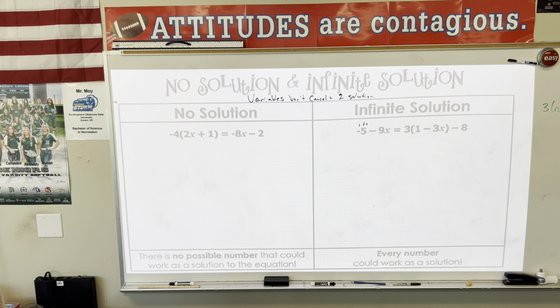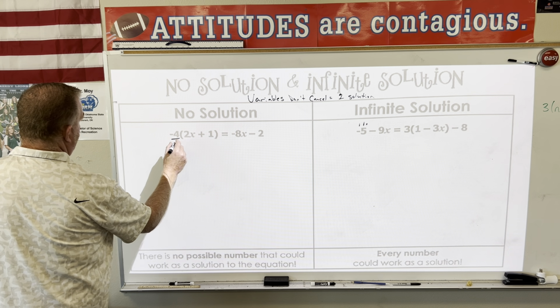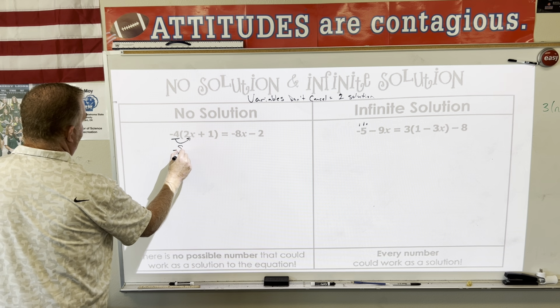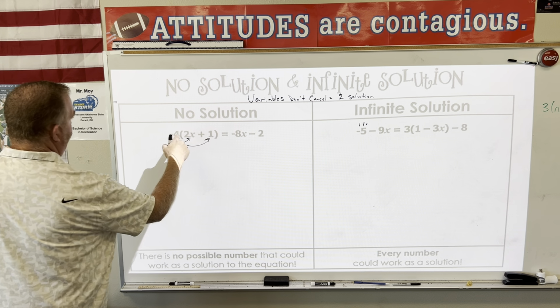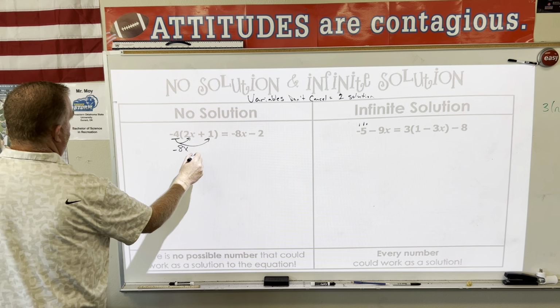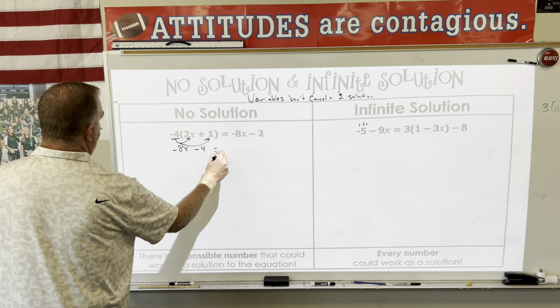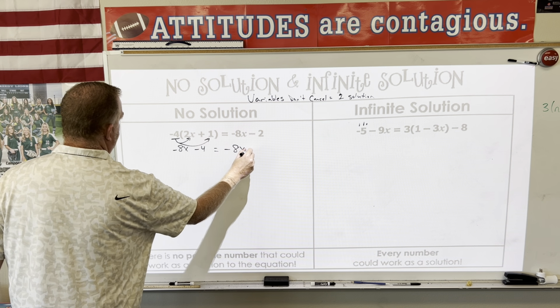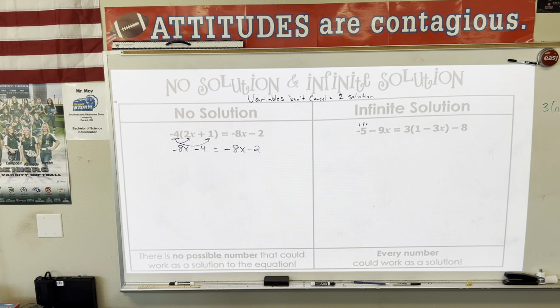First step. Let's look at this one. We'll talk about the no solution here in a second. What can I do first? Everybody look. Distribute. What's negative 4 times 2x? Negative 8x, right? What is negative 4 times 1? Negative 4. So now I've got equals negative 8x minus 2. So let me stop. I've got negative 8x minus 4 equals negative 8x minus 2. What do you notice?